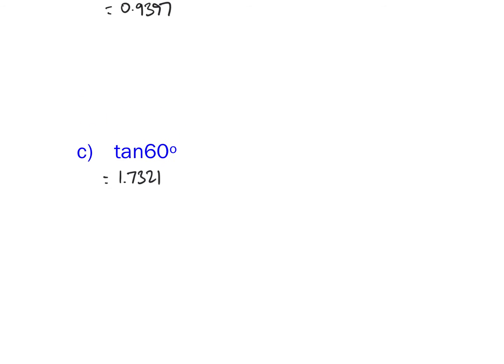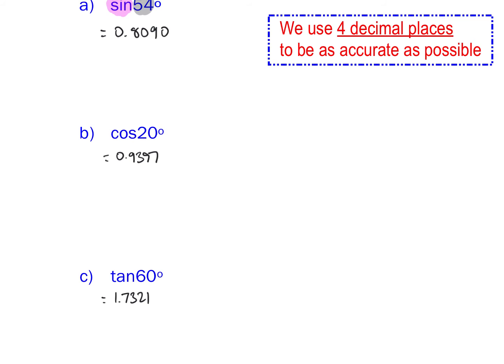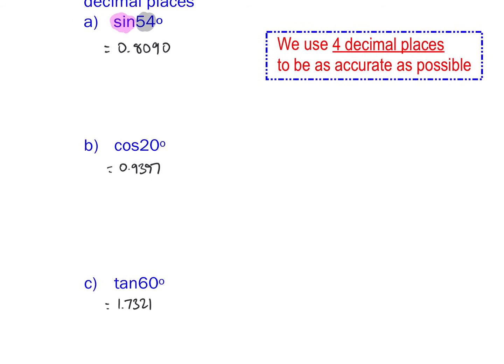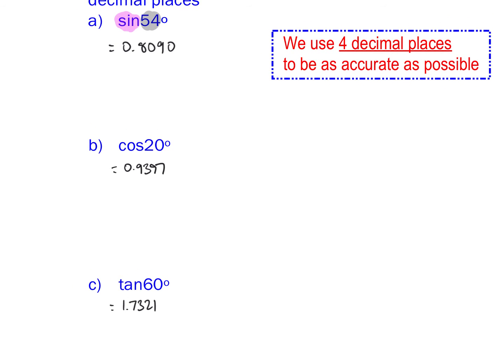So if you're able to get the same numbers that I got, then that means that your calculator is set to degree mode, and it also means that you know how to use your calculator to evaluate these trigonometric functions. And now we're ready to go ahead and find some sides of triangles.